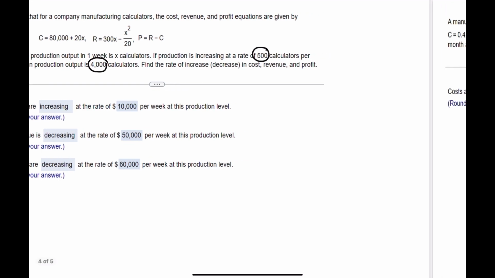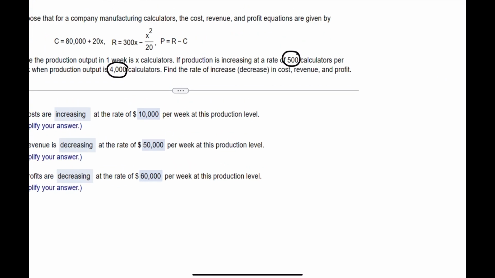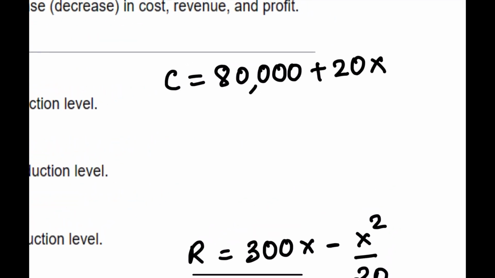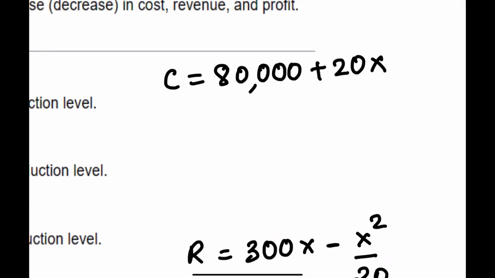So let's go ahead and write down the equation. Let me copy this here. C, the cost is 80,000 plus 20x. And let me write down my revenue here. My revenue, the calculator revenue, is 300x minus x squared over 20. So I'm finding the rate of change of the cost. I mean, I don't have to do differentiation. Of course, if I'm increasing the production, the cost is going to increase, but let's just prove it using derivatives. I'm differentiating with respect to t.